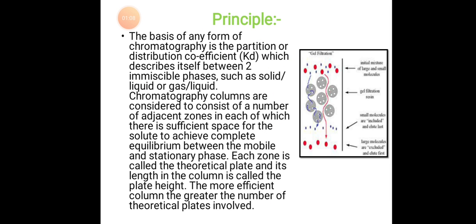currently available matrices. Coming to the principle of this technique, the basis of any form of chromatography is the partition or distribution coefficient, which describes how a solute distributes itself between two immiscible phases such as solid and liquid or gas and liquid. Chromatography columns are considered to consist of a number of adjacent zones, in each of which there is sufficient space for the solute to achieve complete equilibrium between the mobile and stationary phase. Each zone is called the theoretical plate and its length in the column is called the plate height. The more efficient the column, the greater the number of theoretical plates involved.